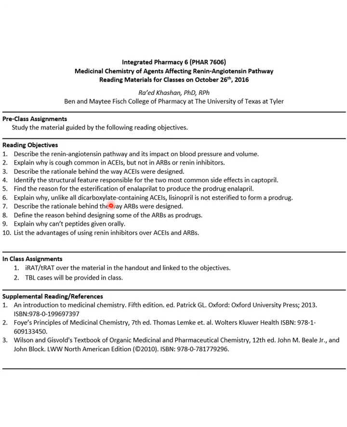And then, we said that cilazapril is the only one that does not need to be designed as a prodrug. Why is that? And then the rationale behind designing the ARBs. And then again, why do we need to design them as prodrugs? And as you see, many times we try to mimic a protein, but we are not able to administer it orally. Why is that? And then list the advantages of renin inhibitors over the ACE inhibitors and the ARBs.